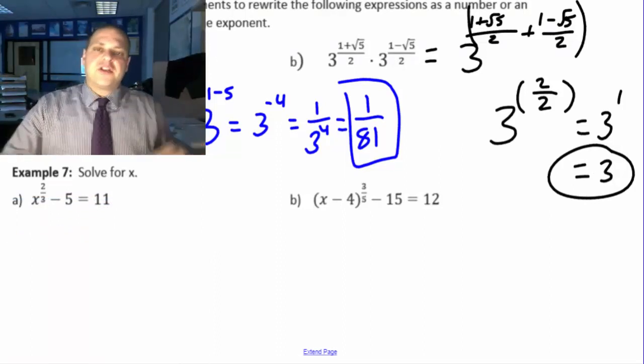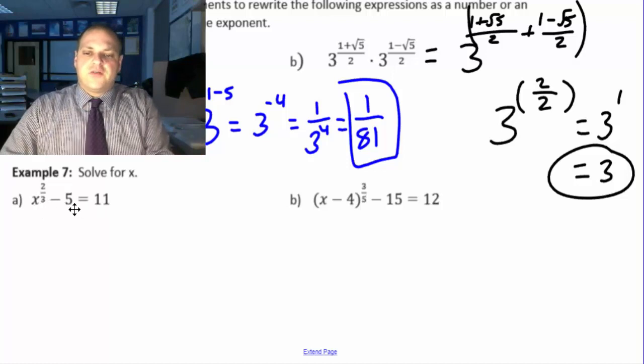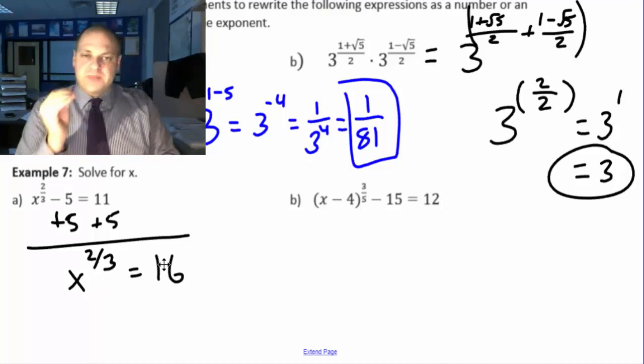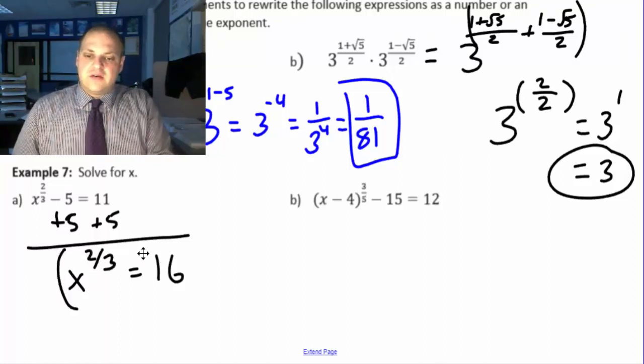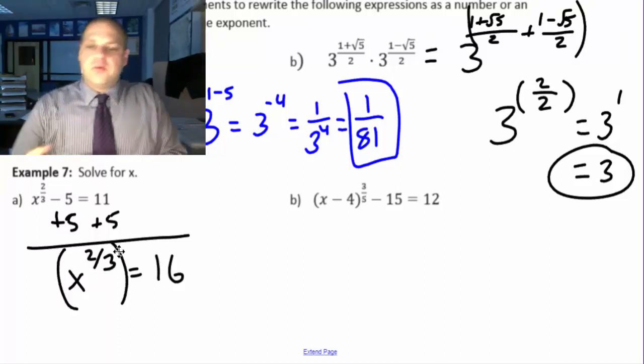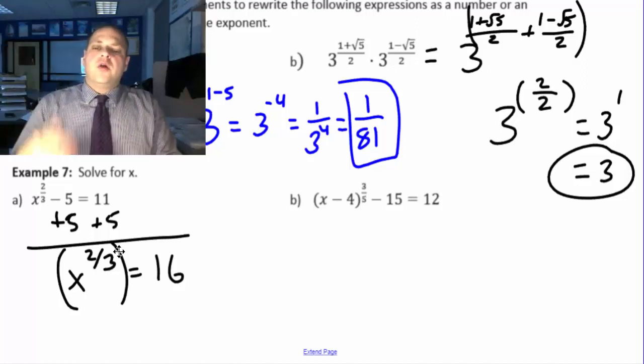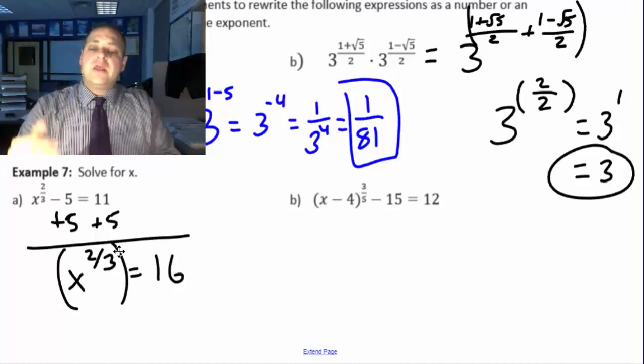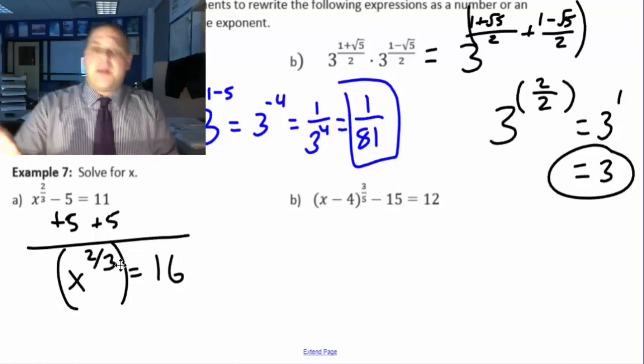Almost done. We have a couple exponential equations we're going to do here. x to the 2/3 minus 5. We're going to add 5 to both sides. So we're going to solve these just like regular equations. x to the 2/3 equals 16. Now, how do I get it to just be x? I don't want x to the 2/3. I just want x. What you do is you raise it. Remember, if it was like x squared, we would take the square root.